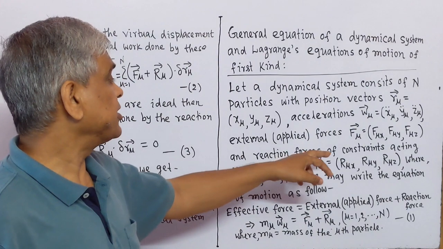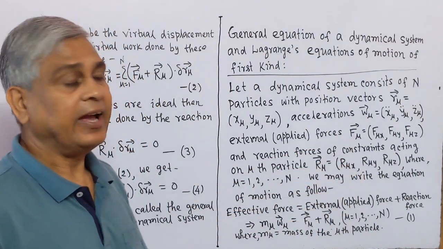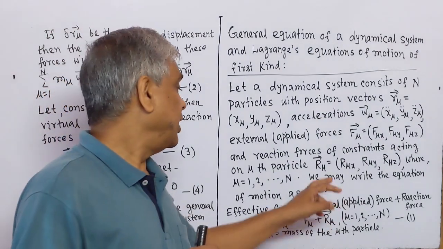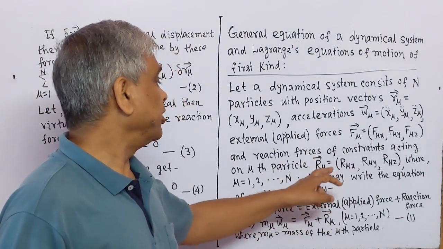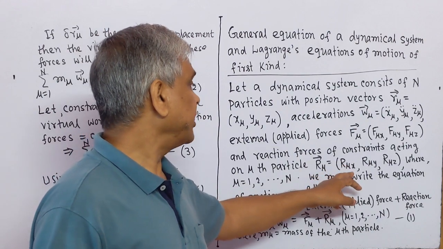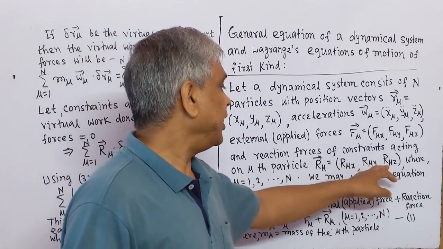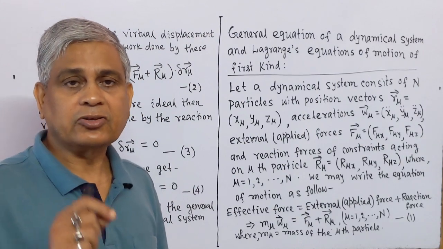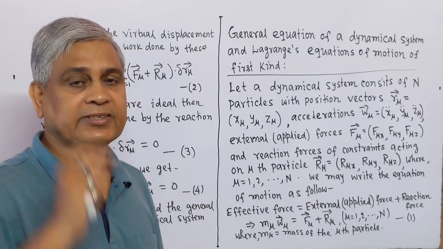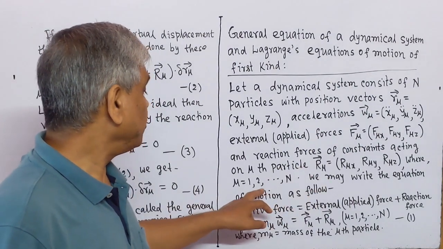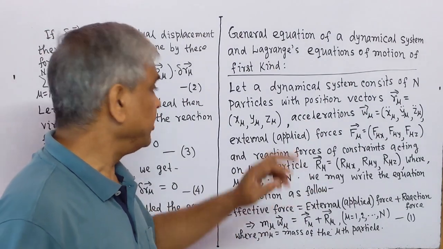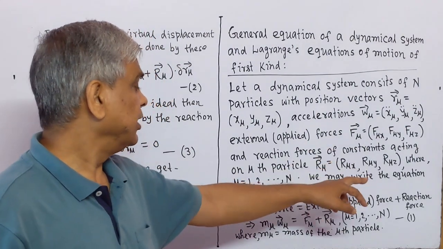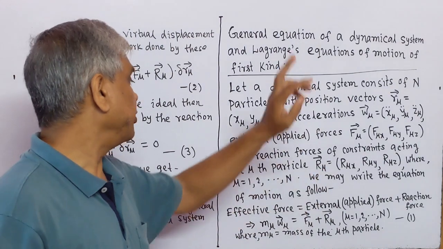And the reaction forces of constraints acting on the mu-th particle are r_mu vector, with components r_mu x, r_mu y, r_mu z. These components are along the x, y, and z directions, where mu equals 1, 2, ..., n, since the number of particles is n. We may write the equations of motion as follows.